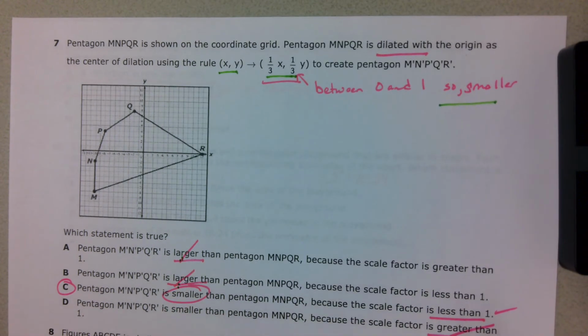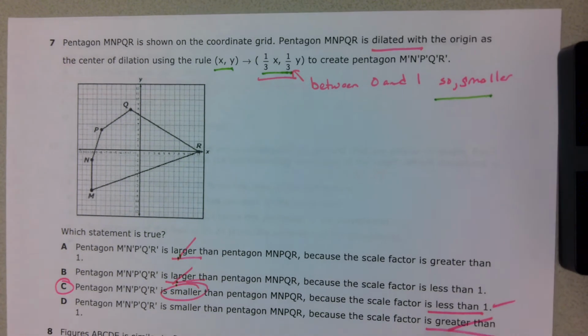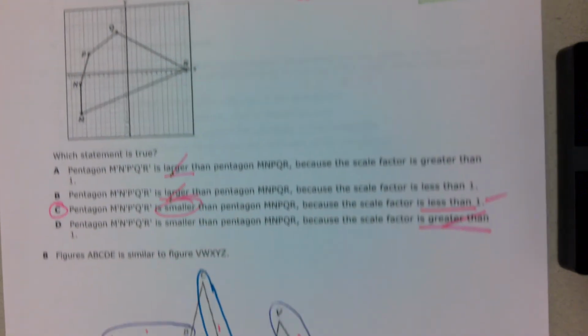These two say larger, so those can't be correct. And D is wrong because it says the scale factor is greater than 1, but it's getting smaller. That's not true. C, the correct answer: pentagon M prime, N prime, P prime, Q prime, R prime is smaller than pentagon MNPQR because the scale factor is less than 1. That is the correct answer.